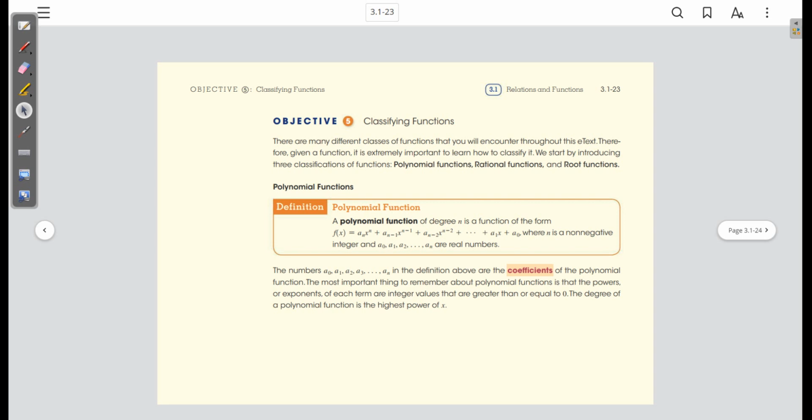Ooh, polynomial functions. Okay, so new page. Excuse me. So there are many different classes of functions that you will encounter throughout this text. Therefore, given a function, it is extremely important to learn how to classify it. So we need to classify what these functions are. So we start by introducing 3 classification functions: polynomial functions, rational functions, and root functions.